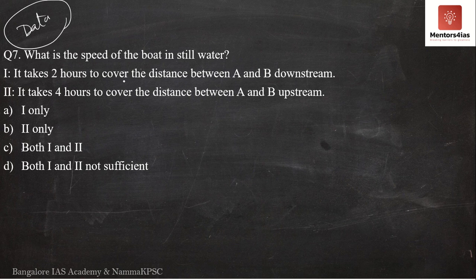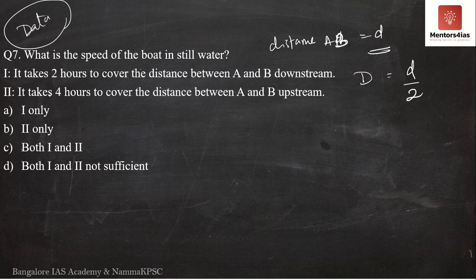The first statement says it takes 2 hours to cover the distance between A and B downstream. Let me just assume the distance between A and B, the distance AB, to be D. So can I say the downstream speed is equal to the distance D divided by the time taken to travel downstream? Therefore the downstream speed is equal to distance divided by time. Based on this, it is not possible for us to determine. I don't know the value of D. It is not given. I am assuming it to be D.